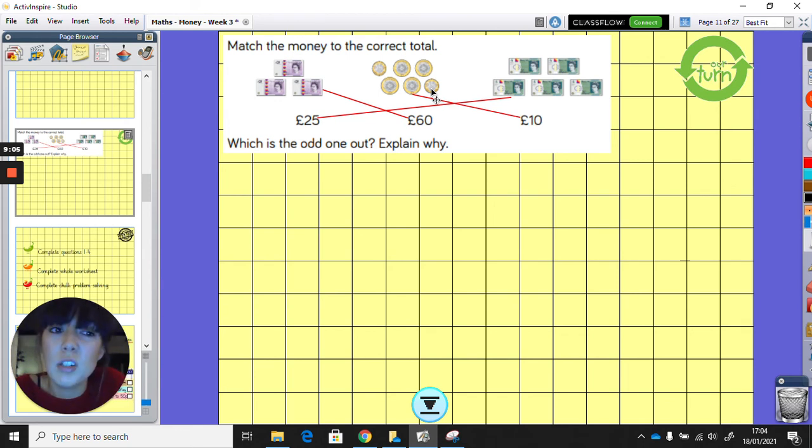Did you put something different or did you put something the same? It's always important to explain your answer. Don't just say the middle one or the first one. You always have to say why. You always have to use because.